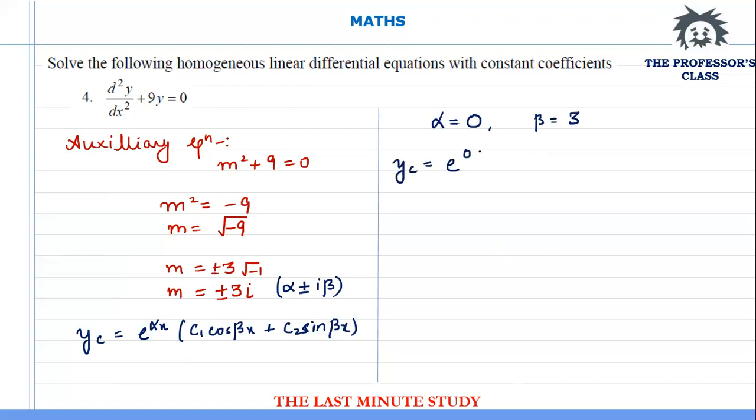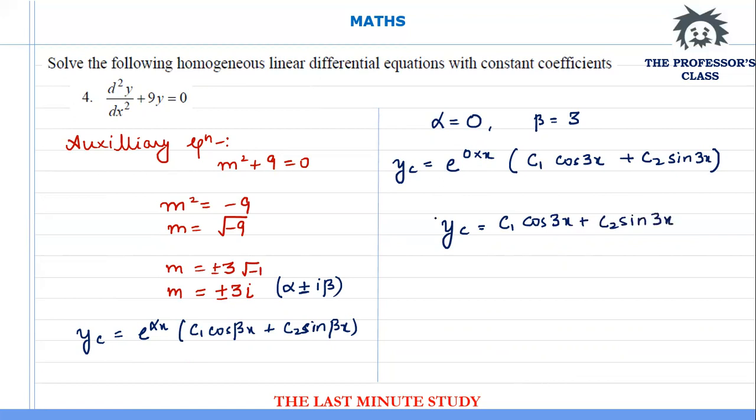So you'll get e raised to the power 0 times x, c1 cos of 3x plus c2 sine of 3x. Now, since you know that anything raised to the power 0 is equal to 1, this entire equation will sum up to c1 cos of 3x plus c2 sine of 3x. This will be your final answer.